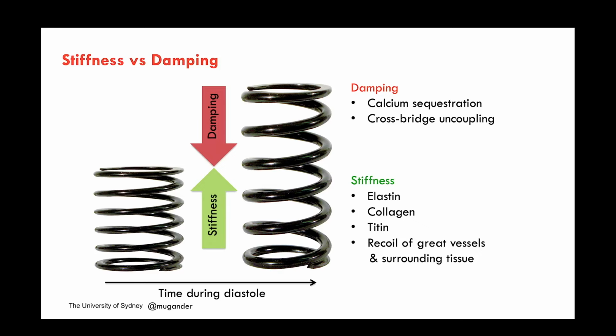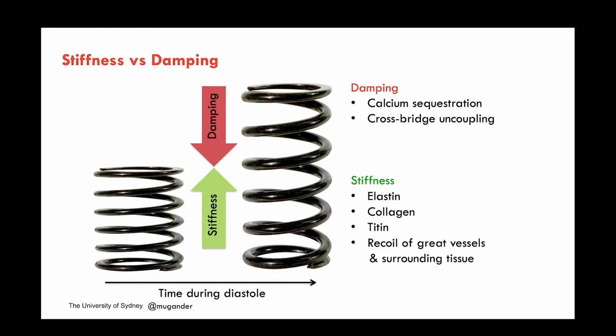But a properly damped door closer will make it nice and smooth and damp it from hitting hard, and the door closes nice and softly. So the stiffness is what's trying to close it, and the damping is what's stopping that closing. Or by analogy in the heart, the stiffness is driving the filling, and the damping is opposing it.